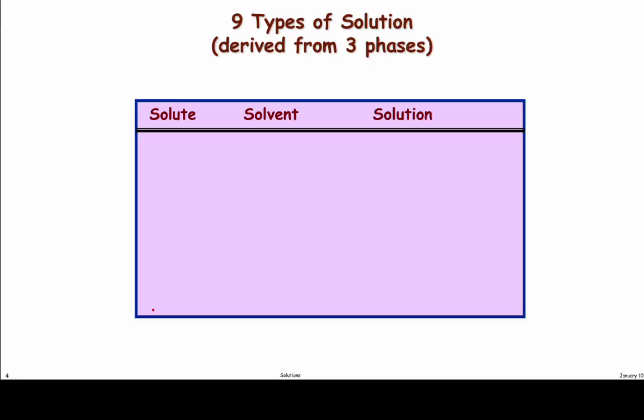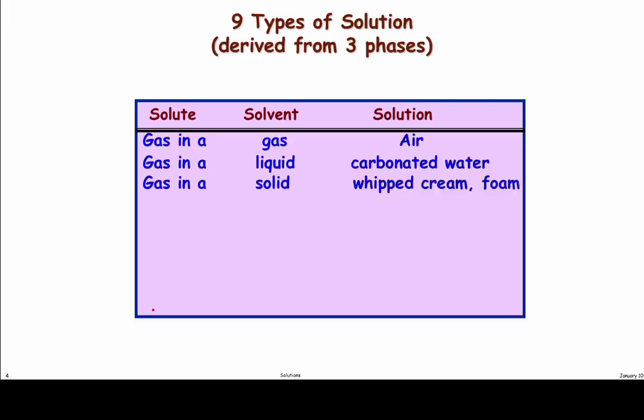And because we have three phases of matter, solid, liquid, and gas, then generally you have 9 types of solution. You can have a gas in a gas. An example of that is air. Air is nothing more than a mixture of gases. And if you try to look at air, which you can't see, so it's pretty uniform, then what we have there is a solution. Pollution, however, is not a homogeneous solution.